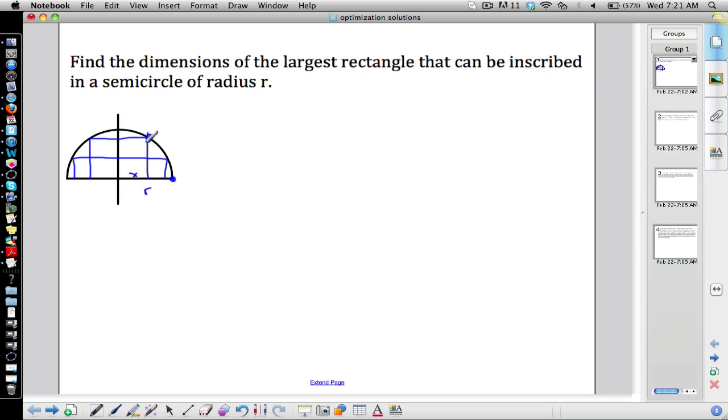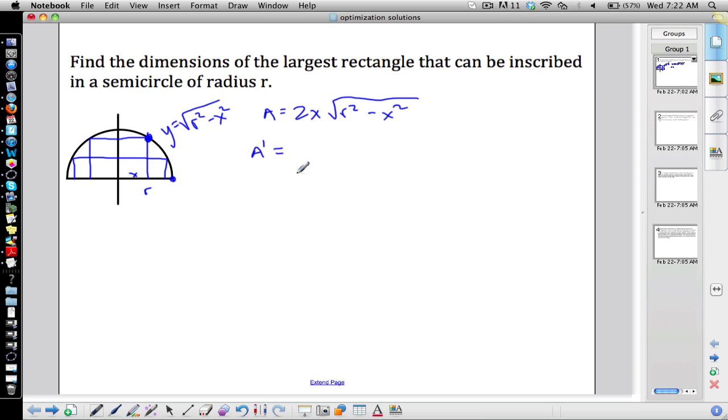So the height of the rectangle will be the height of the semicircle at that x value, and the height at any point will be y equals square root r squared minus x squared. And so the area will be 2 times x, we have double the x value for the width of the rectangle, times how high it is, which is the square root of r squared minus x squared. And so here's our equation. Now we can just take the derivative and find the maximum.